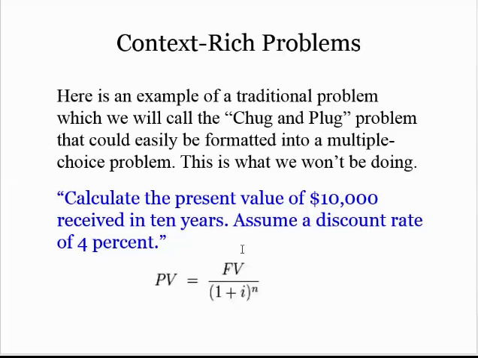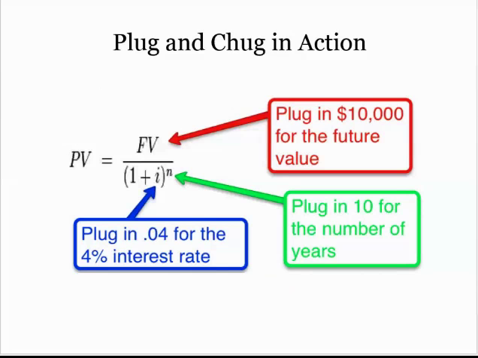Now, you won't see this formula there, but the student doesn't need the formula because the student, in all likelihood, has memorized the formula. And so the reason why we call it plug and chug is all the student has to do is plug the $10,000 into the future value, plug the 10 in for the number of years, and plug the 0.04 in for the 4% interest rate for the I. And then you can calculate the present value by simply taking the value in the numerator and dividing it by the denominator. Well, that's a pretty straightforward problem. And for any student that's memorized the formula, is able to punch out the present value figure.